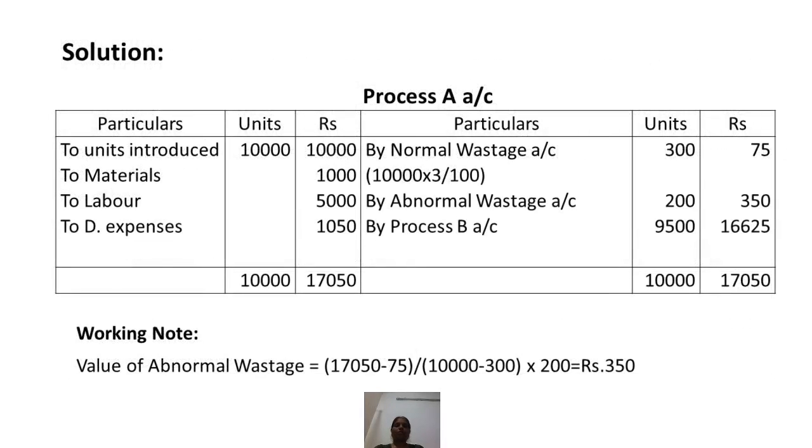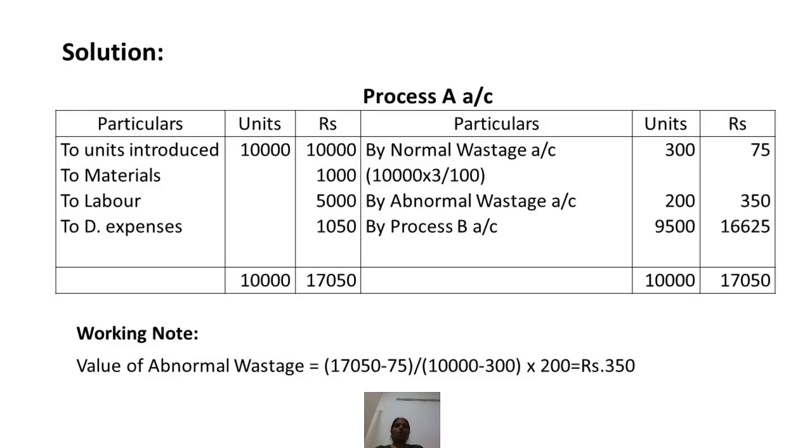The solution: while writing the solution, we have to write the various process accounts and also the abnormal loss and abnormal gain account. First we should start with the process A account. On the debit side we start with the units introduced. 10,000 units are issued at the rate of rupees 1 per unit, so multiplying 10,000 by 1 we get 10,000. Then material spent in process A is rupees 1000, labor spent is 5,000, and other direct expenses incurred in process A is 1050.